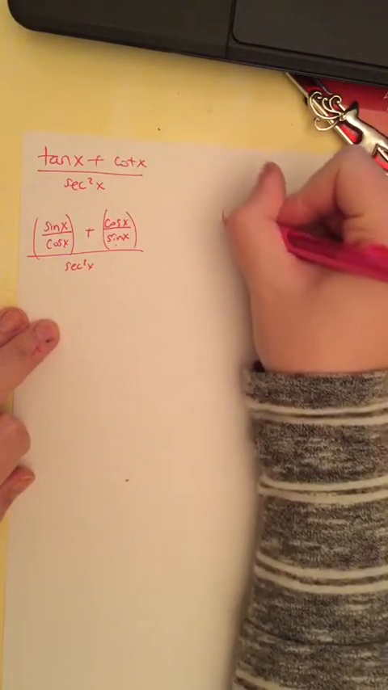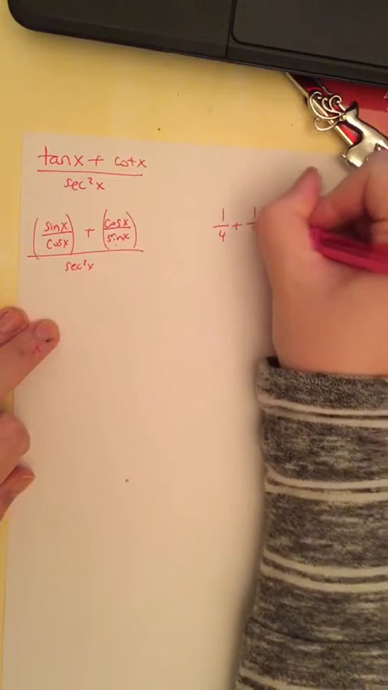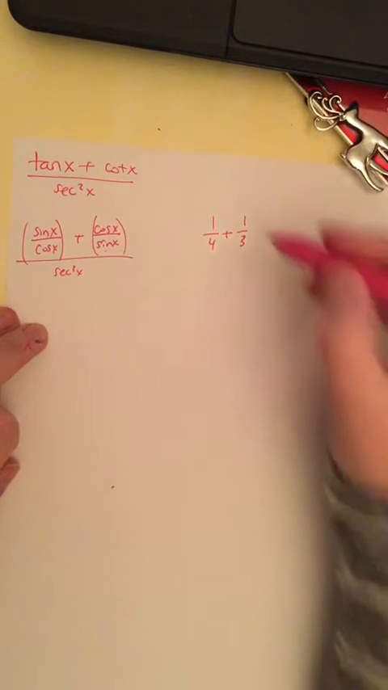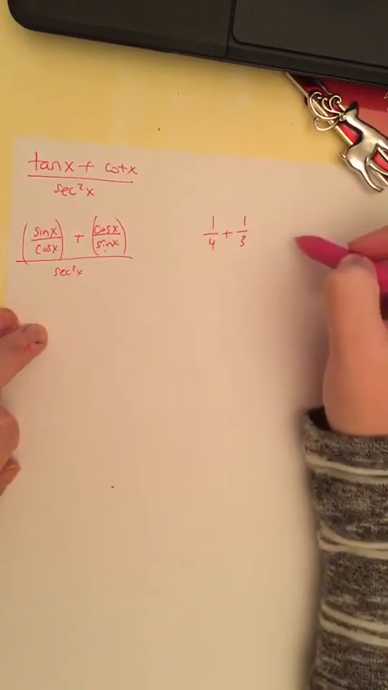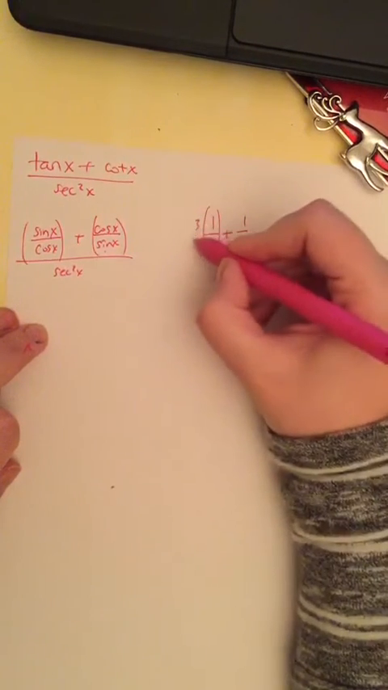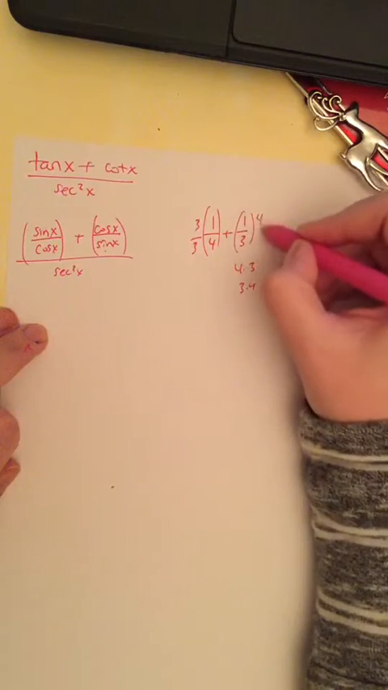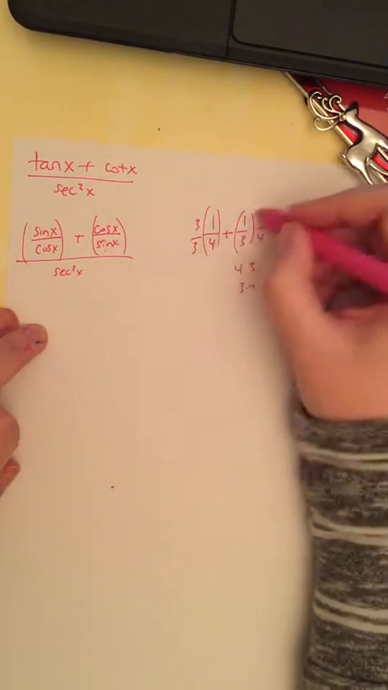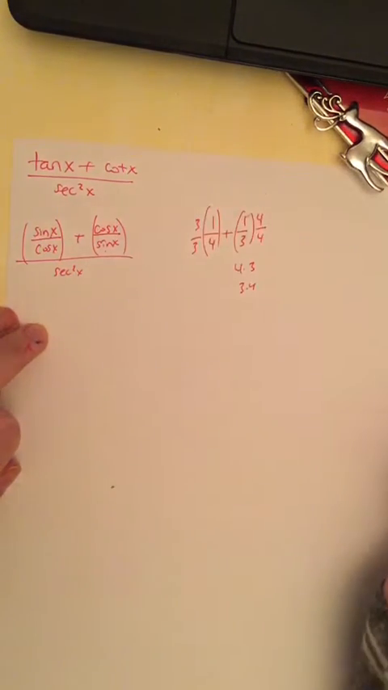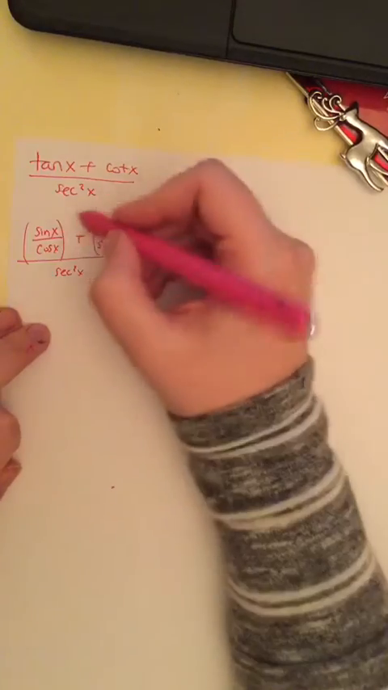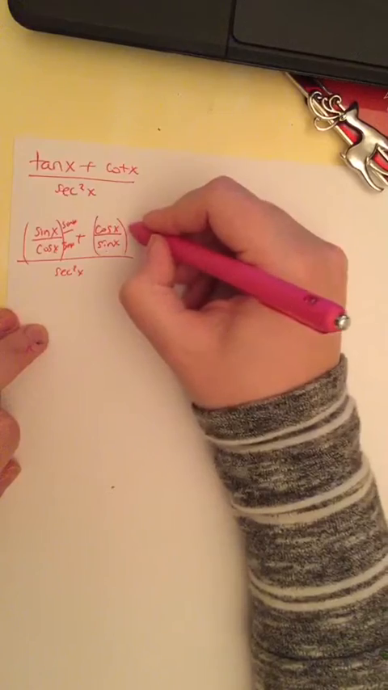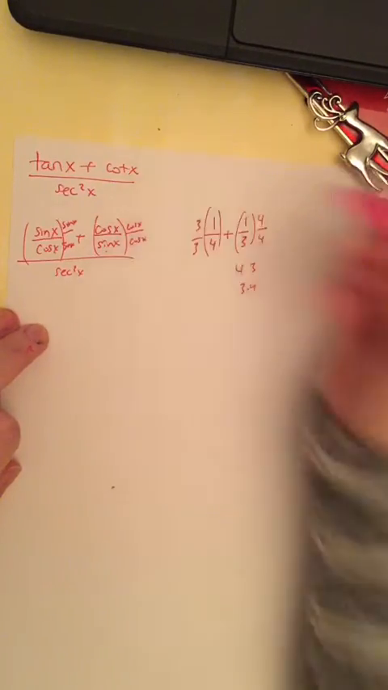Well, this is the same thing as if you had 1 over 4 plus 1 over 3. You know the least common multiple for both of those would have to be 12, which is 4 times 3, or 3 times 4. So this one I'd multiply by 3 over 3, and this one by 4 over 4. You're essentially just multiplying by the opposite denominator. Here, the same is true. I need to multiply this by sine over sine, and I want to multiply this one by cosine over cosine.